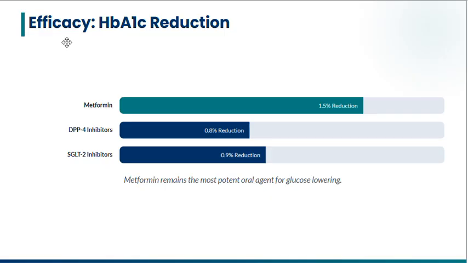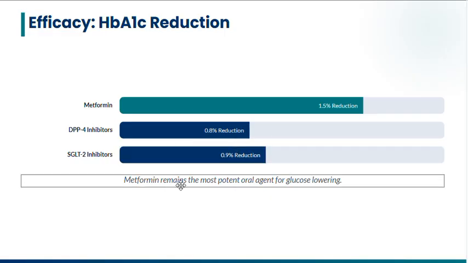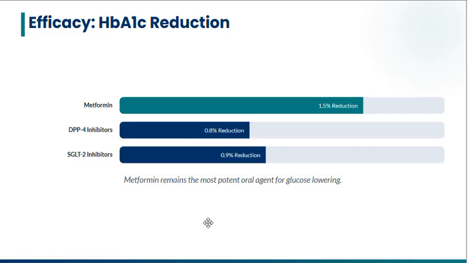Next, we have efficacy, HbA1c reduction. Metformin, it's about 1.5% reduction. DPP4 inhibitors, it's about 0.8% reduction. SGLT2 inhibitors, 0.9% reduction. Metformin remains the most potent oral agent for glucose lowering.